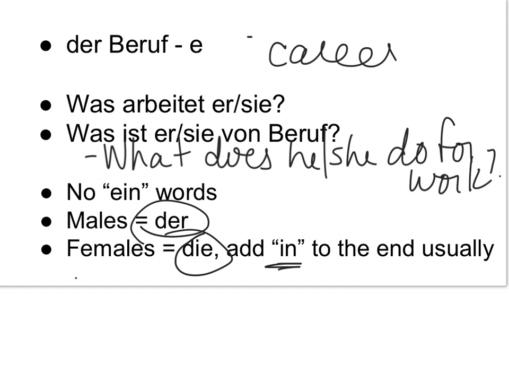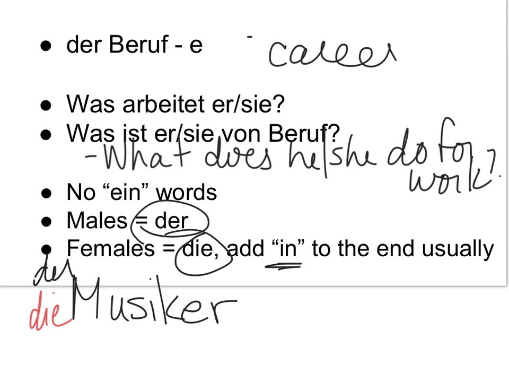So, here's a quick example. The word for a male musician is Musiker. How are you going to make that female? Die Musiker? Not quite. Die Musikerin. So it went from der Musiker to die Musikerin. You have to do both. Does that make sense? In most of the cases, that's how it works.